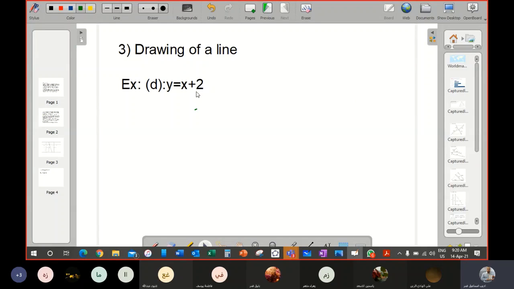Now we are going to explain how to draw a line on a system of coordinates or system of axes. For example, let's take the line D, y equals x plus 2. How to draw this line? First, we take any 2 points. I assume that the line D is passing through them.